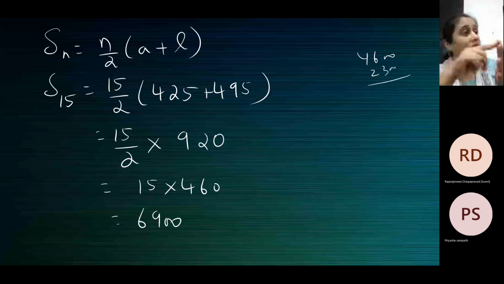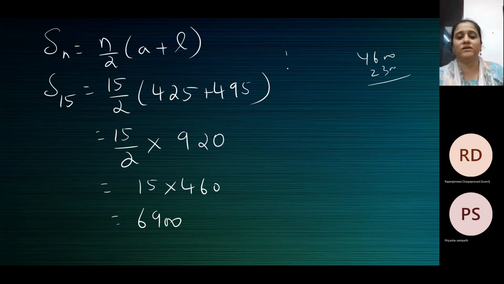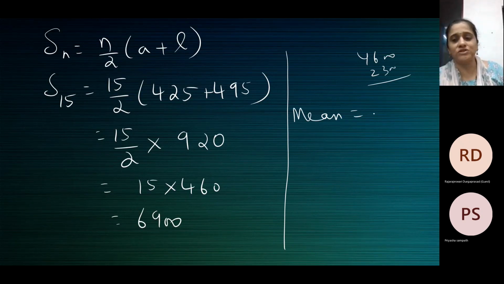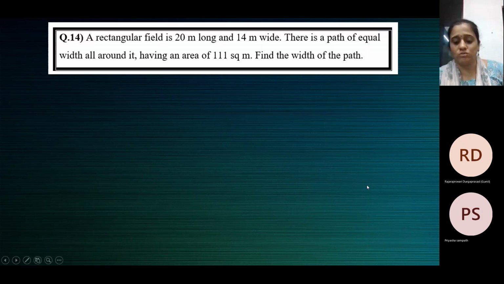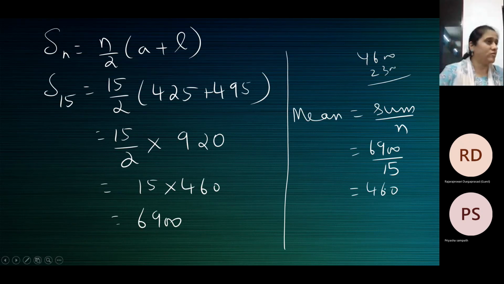So even if there were 100 terms, you can find the sum like this. You cannot really add 425 plus 430 plus 435 if there are 100 terms. So this is the sum of all the terms. Now mean is equal to sum of all the observations by the number of observations. So 6,900 divided by 15, because we found n earlier, 15, which is equal to 460.